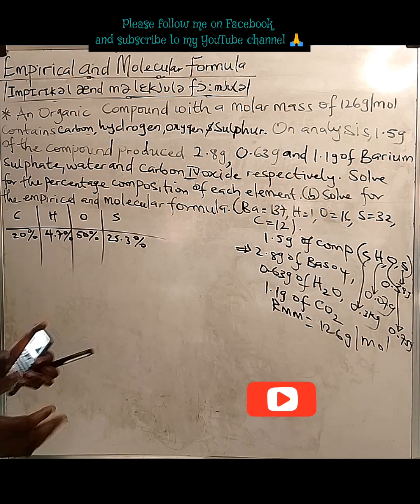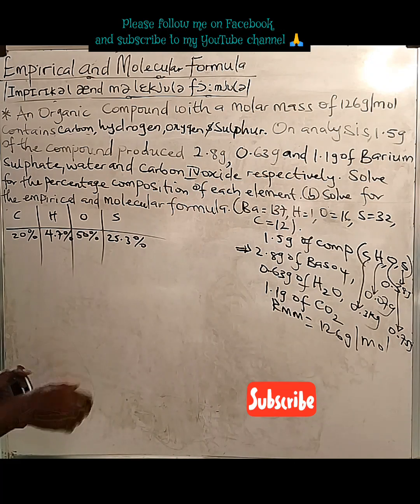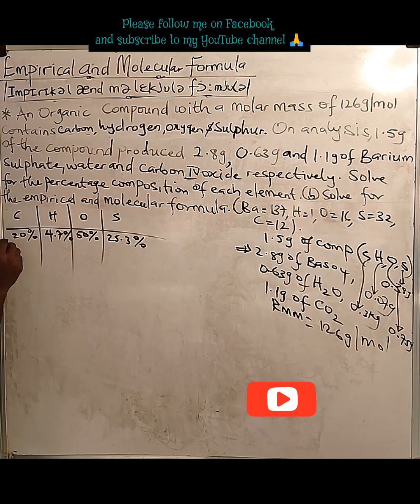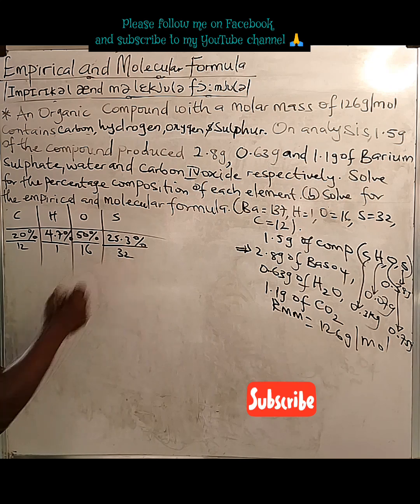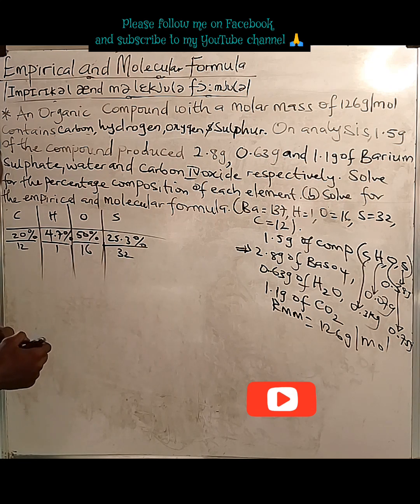So now what we're going to do next is use the least to divide through. Before we even do that, I beg your pardon. The next thing we're going to do is to get the mole. Let's get the mole. Carbon is 12, hydrogen is 1, oxygen is 16, sulfur is 32. So forget that each of those percents, they are more or less like the mass now that we're talking about.